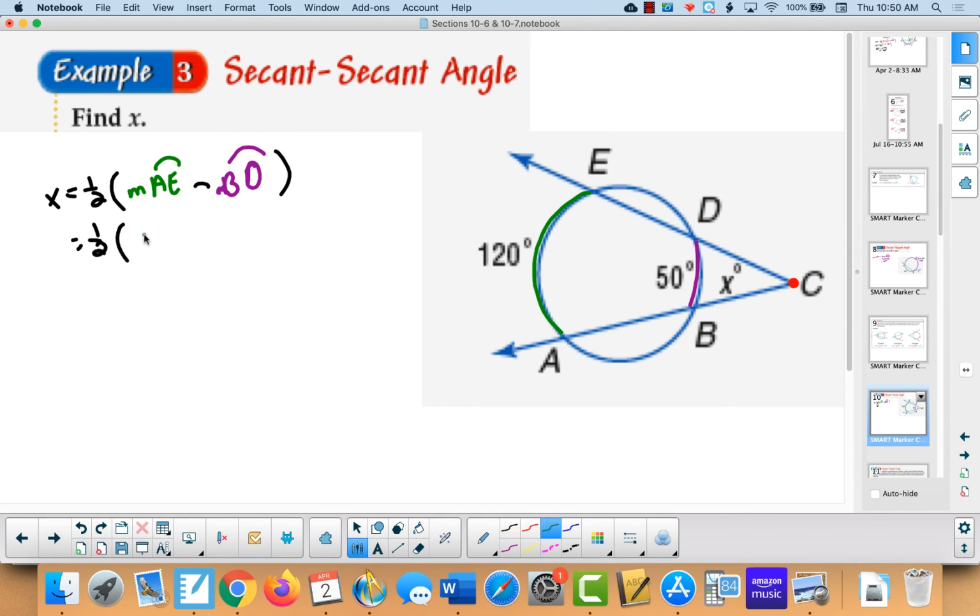So AE is 120, BD is 50, that's 70, so X is 35 degrees.